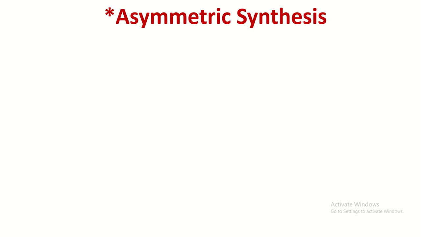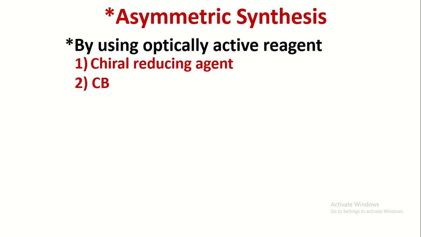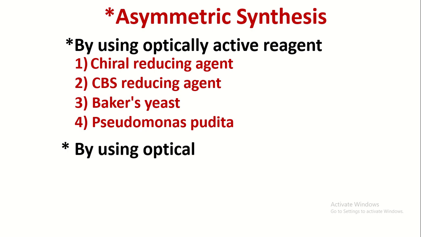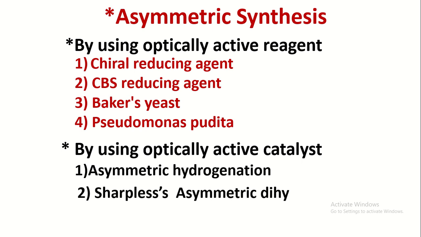Already discussed asymmetric synthesis, which can be done by using optically active reagents such as chiral reducing agents, CBS reducing agent, and Baker's yeast (Pseudomonas putida). Asymmetric synthesis is also done by using optically active catalysts. It is used for asymmetric hydrogenation, and is also useful for Sharpless asymmetric dihydroxylation.